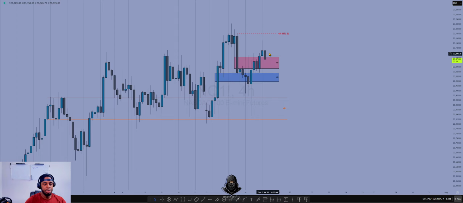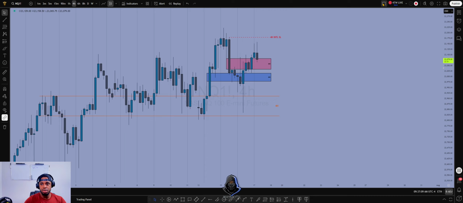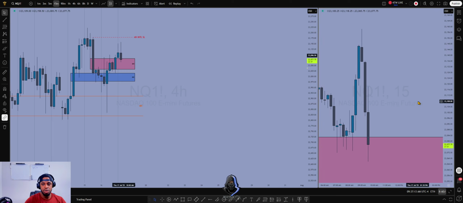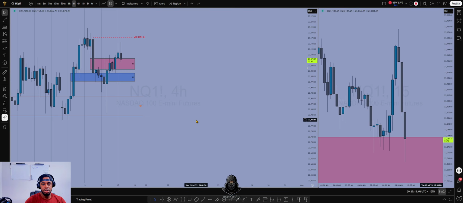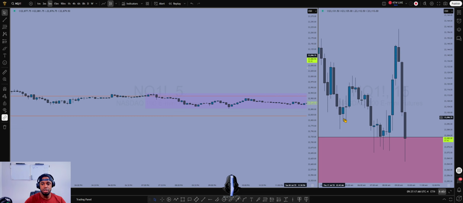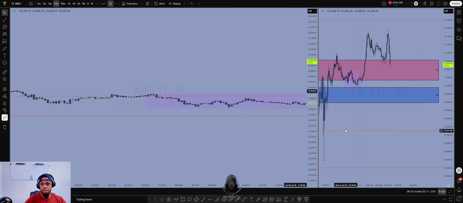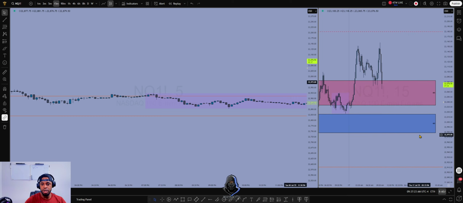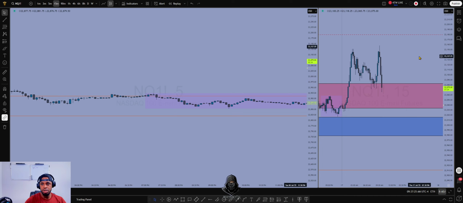So we got that opening here, and it's just a drop down. So we had that push up. So let's go into two charts. 15. That at 15. So I know that's a 4-hour range there.